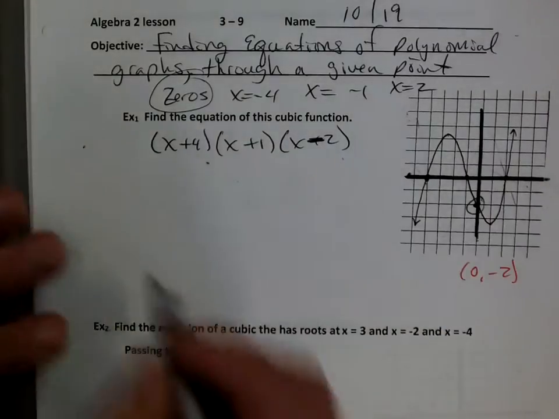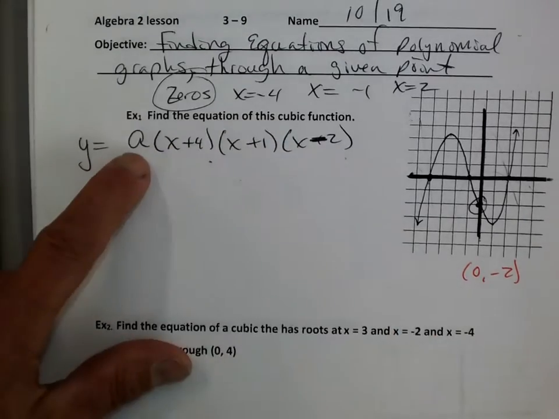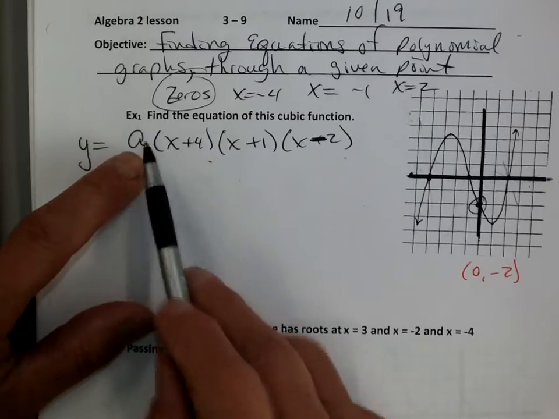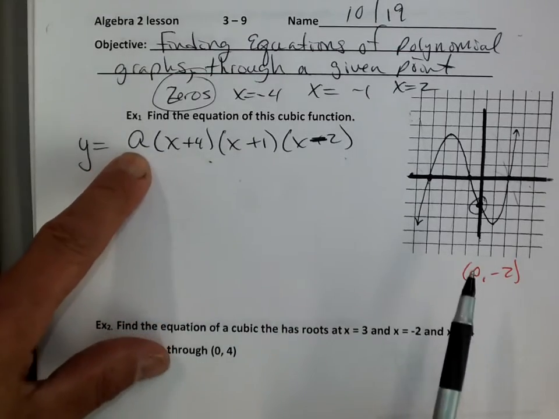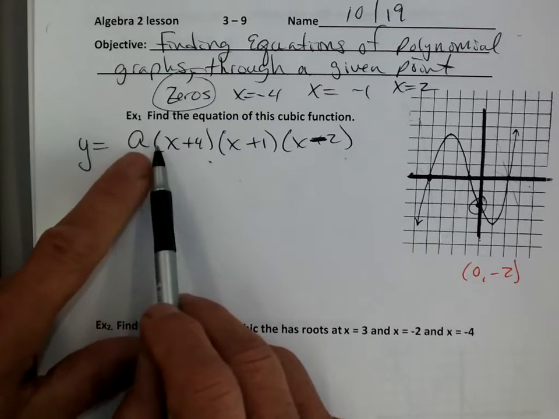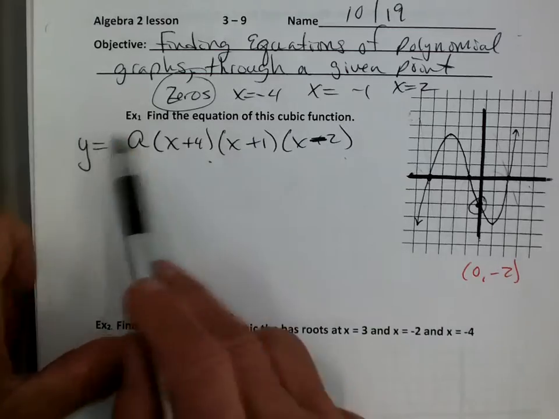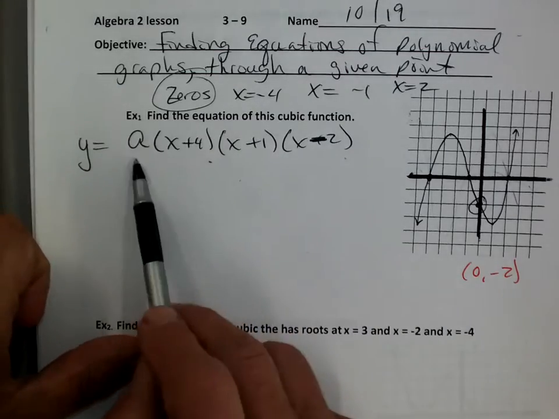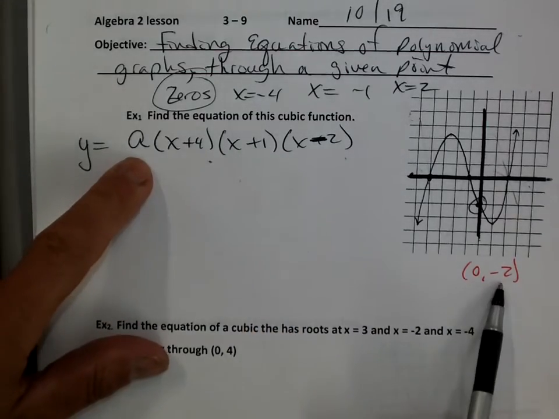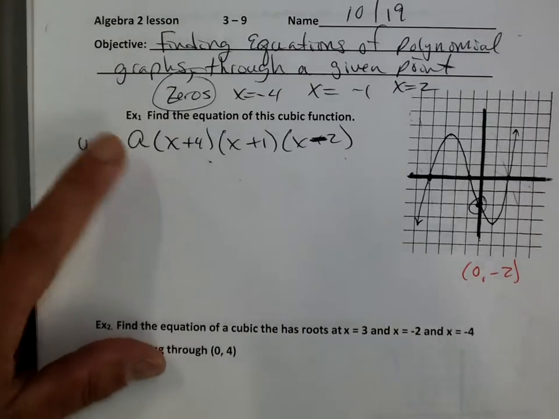Now, what we don't know is the value of a. And the value of a is really important because it gives the graph its shape. So we want to find the value of a, and we're going to make sure that it goes through the point 0, negative 2. We're going to use that point in my equation to find the value of a, and then I will end up driving it through this point. So here's how it happens.